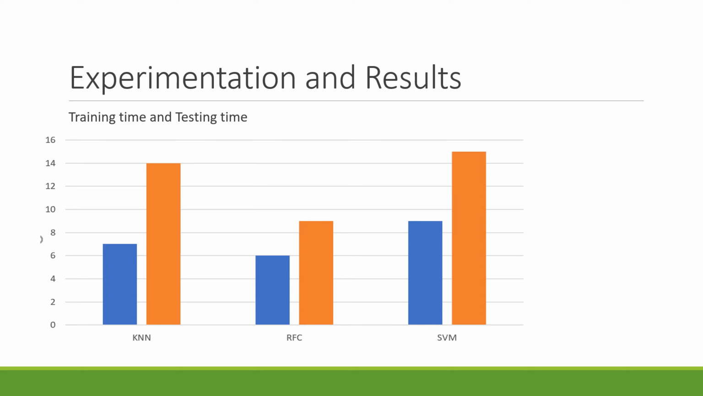The time taken to recognize the digits is one of the key factors. Ideally, the recognition system should take as little time as possible to identify the handwritten digits in practical applications. As shown in the graph, for KNN, the training and the testing times are 14 minutes and 7 minutes respectively. For RFC, it's 9 minutes and 6 minutes. And for SVM, it's 15 minutes and 9 minutes.